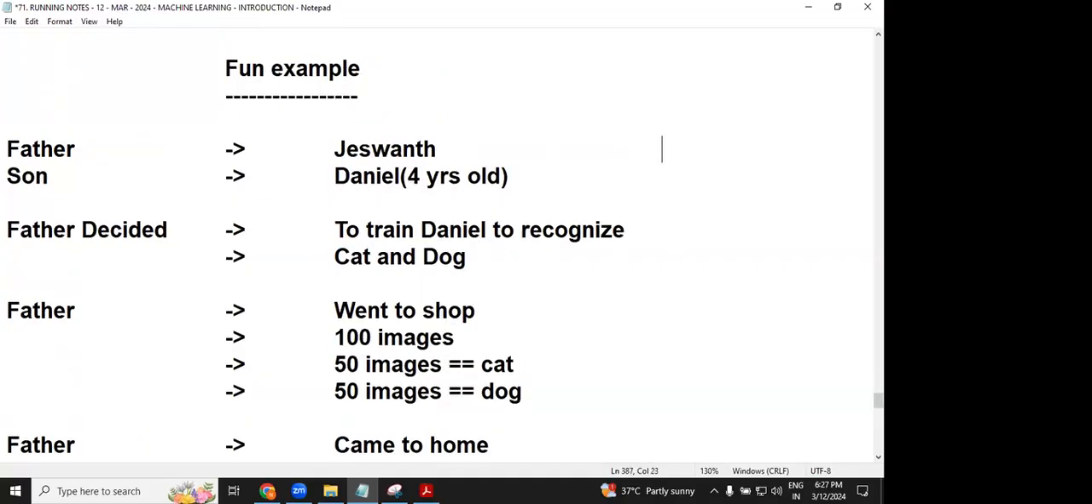Now my father is called a data scientist. My father is called what exactly? Data scientist. The son is called an ML engineer, the ML algorithm. If you want to understand these terminologies later, understand the example. If I say data scientist, you have to think of my father. If I say ML algorithm, you have to think of Daniel.